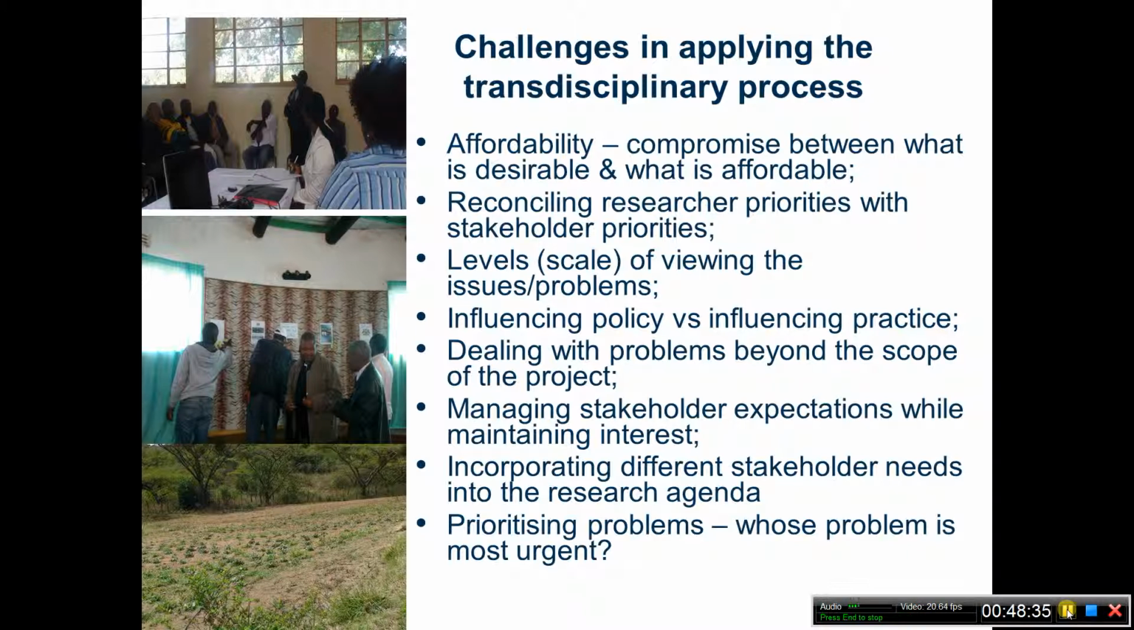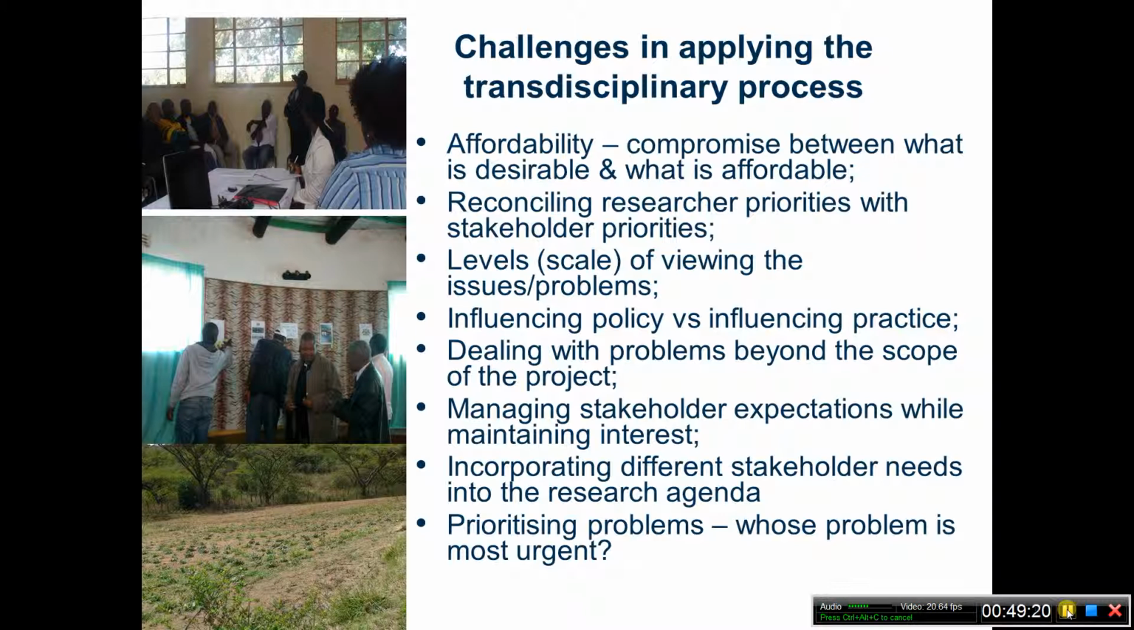And the other aspect was managing stakeholder expectations while maintaining interest in the project. This is related to the problem of dealing with problems beyond the scope of the project. Stakeholders have expectations when they participate in the project, and sometimes their expectations are beyond the mandate of a research project, like we experienced. But for the research team, it is necessary to maintain stakeholder interest. So these factors have to be balanced: stakeholder expectations within what the project can provide, and maintaining the interest of those stakeholders.